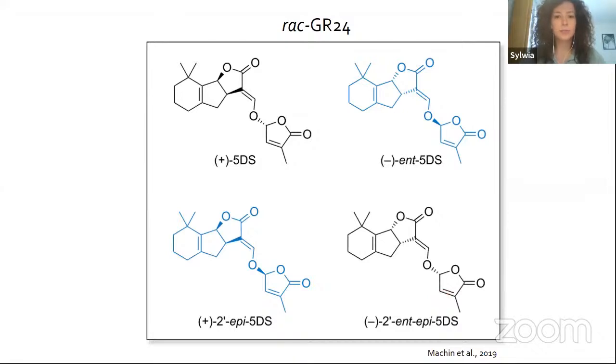But there are also the 2 indicated in blue. These 2 enantiomers have non-natural stereochemistry, so they cannot be produced by plants. They are only a result of chemical synthesis. And it was noticed that those 2 compounds are perceived by yet another pathway in Arabidopsis. So it must be that they can mimic some other compound. And what are those compounds?